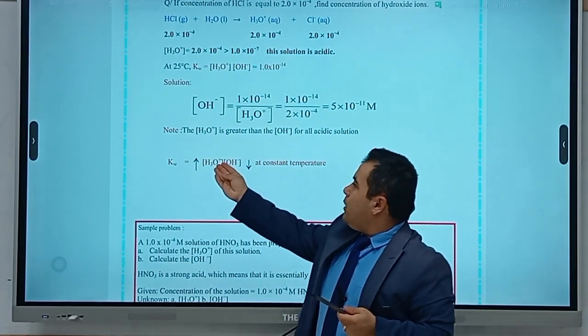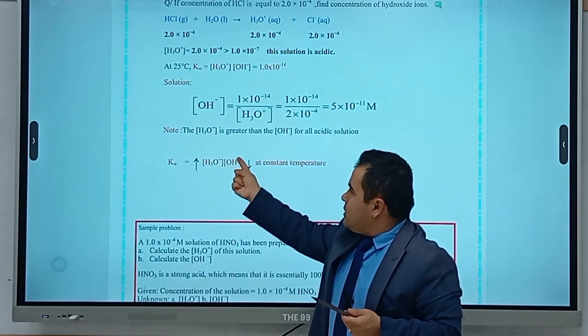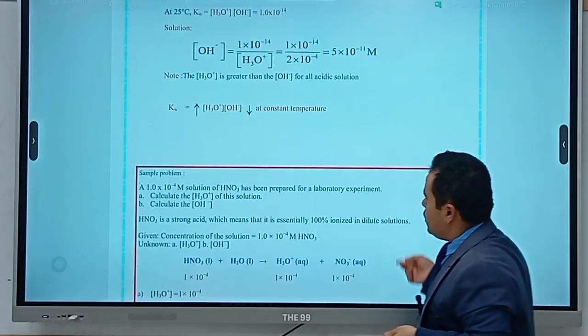So the Kw is equal to hydronium multiplied by hydroxide at constant temperature. If the hydronium increases, the hydroxide must decrease in order to get the same value. We talked about that relation, guys.